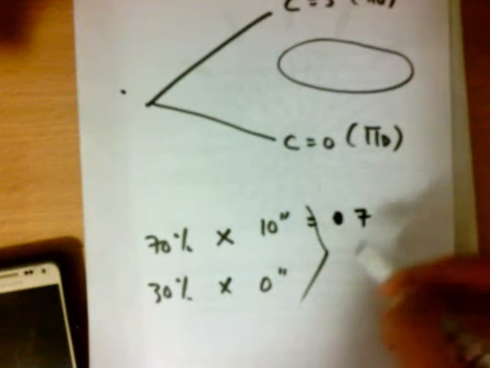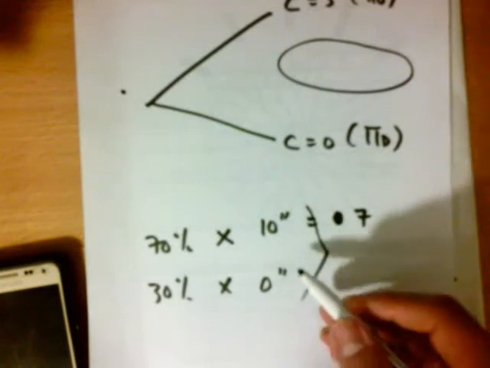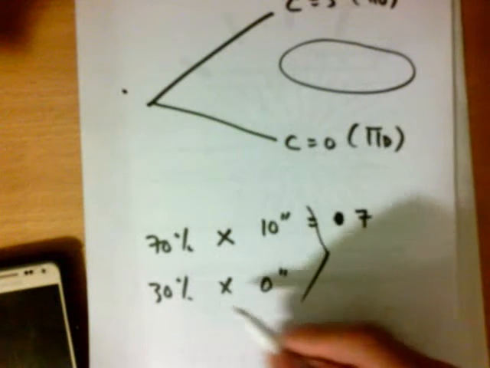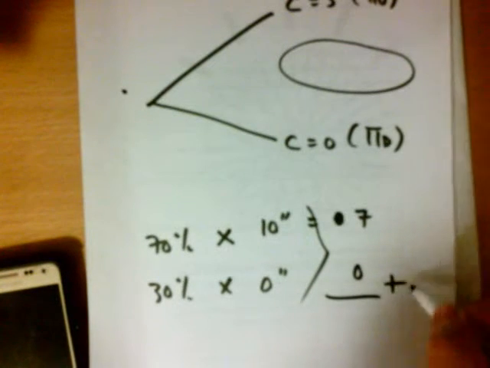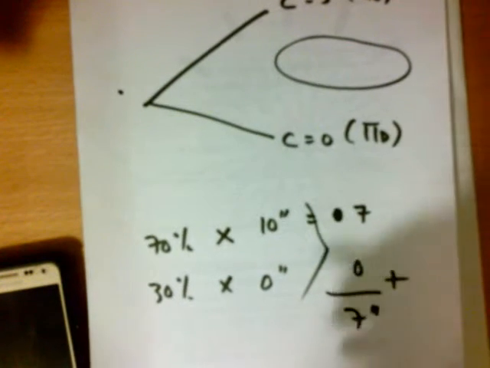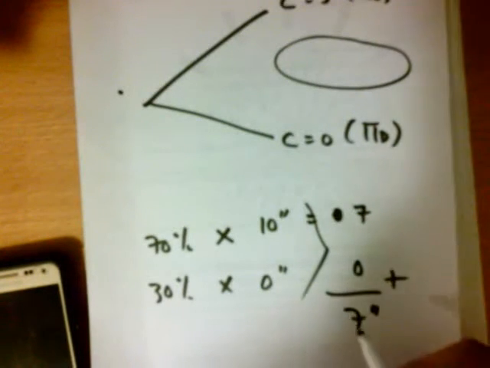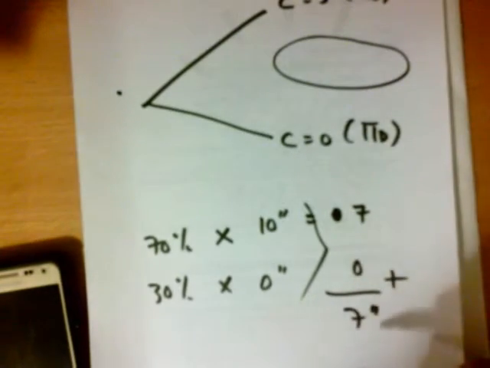It's 7. What is 30% times, just forget about inch here. What is 70% times 10? 7. 30% times 0 is 0. You add them up, you get 7 inch. So tomorrow, I expect that the rainfall is going to be 7 inch.